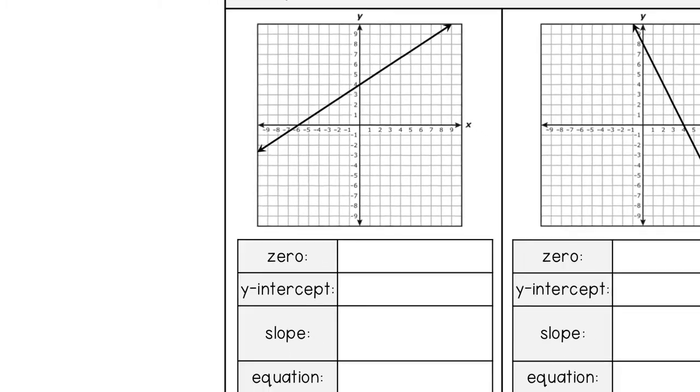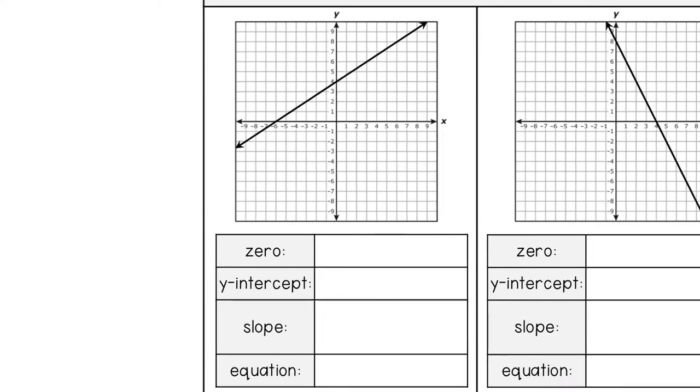So here's our first graph here. And we want to identify all the features. So starting with ROX, remember 0 means x-intercept. We find the x-axis, we look to see where it crosses, and it's at -6. That's the point -6, 0. Okay, now the y-intercept. So y-axis, look to see where it crosses, and it's at the 4. So y-intercept is 4. And that's the point 0, 4.